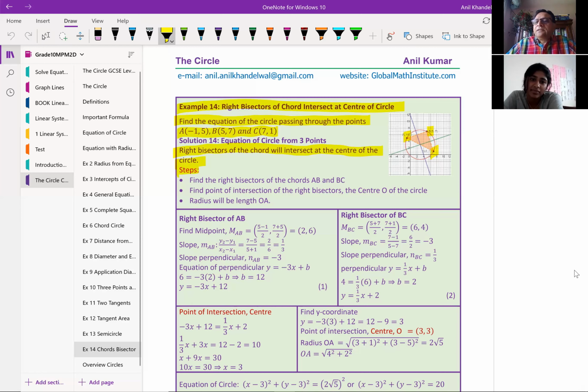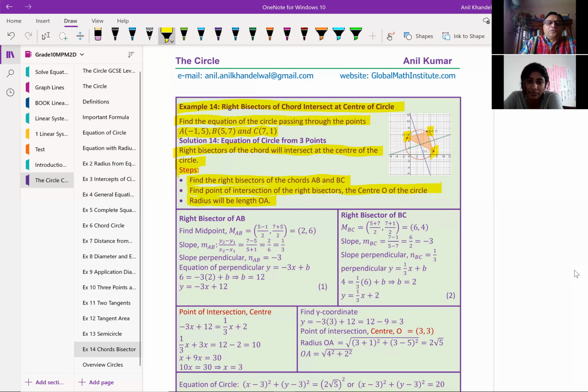And that is the standard way of answering a question based on all this, where we will not use the distance formula. If you don't use the distance formula, this is what you do, correct? Okay. And the steps are, can you tell me the steps now? Find the right bisectors of the chords AB and BC. Then find the point of intersection of the right bisectors, which would be the center O of the circle. Correct. And the radius would be the length OA, or any of the points.